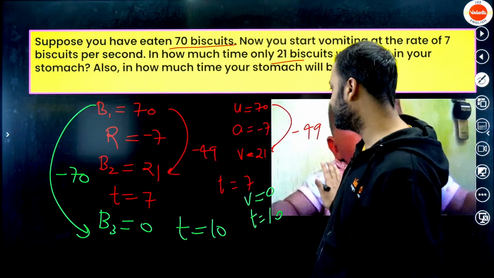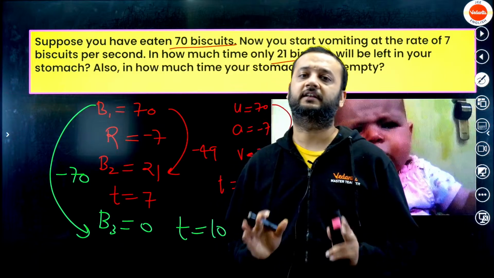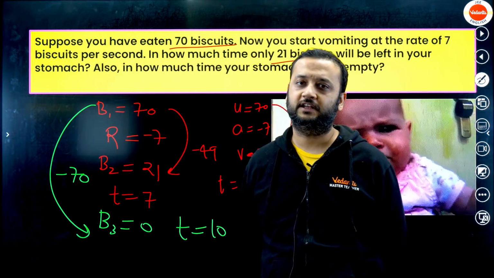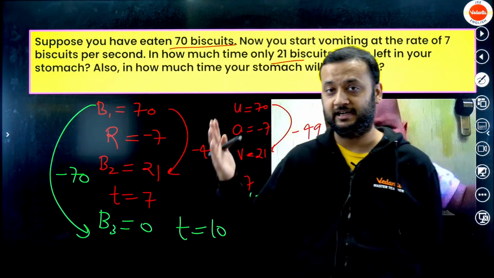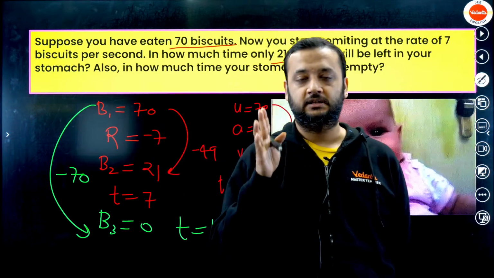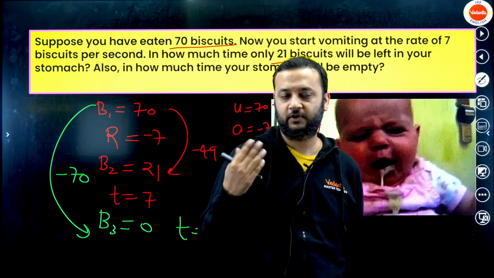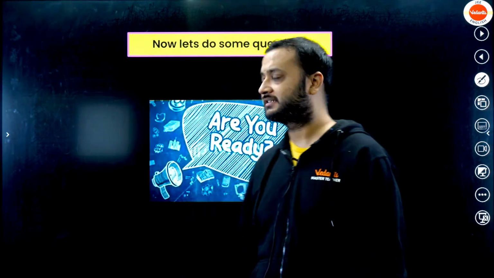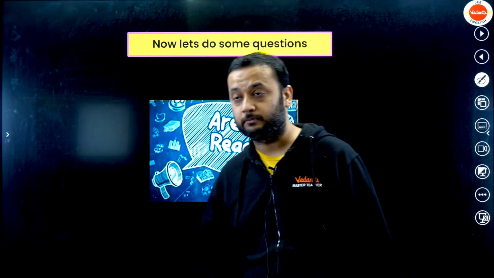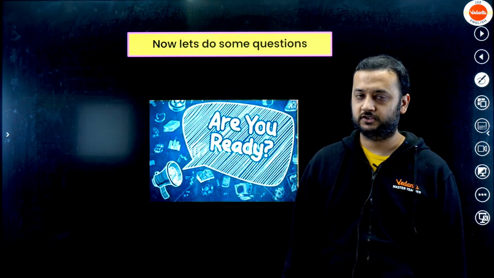Okay, so this is the idea. Very cool idea. I hope you could relate the connection between the biscuit method and the velocity problems. Now let's do some questions, guys. Let's see how much you have understood.